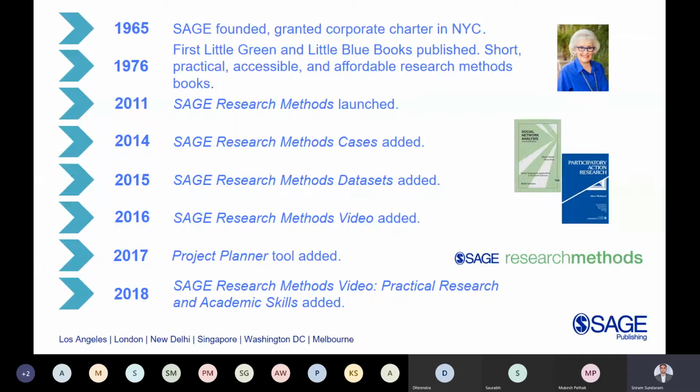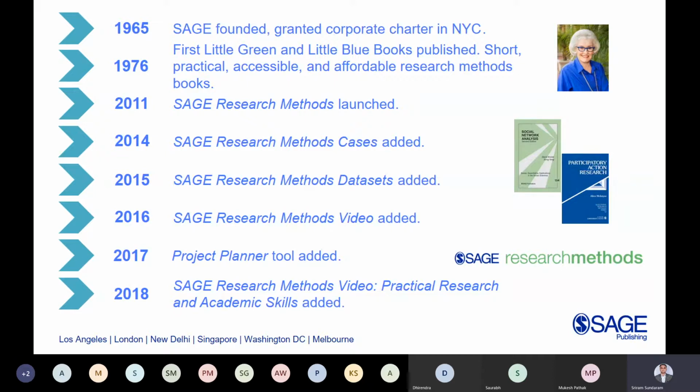That is where we started our journey of publishing content in research methodology, as we had a lot of authors writing little blue books, green books, and many other handbooks and encyclopedias on research methods. In 2011, we put a host of books on research methods into a digital platform and called it Sage Research Methods.